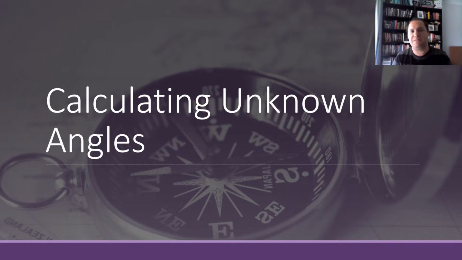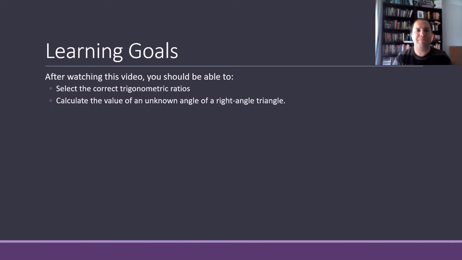Hi students, in this lesson we're going to look at how to calculate unknown angles using trigonometry. So after watching this video, you should be able to select the right trigonometric ratio to use when calculating an unknown angle, and also using a formula, rearranging, calculate the value of an unknown angle of a right angle triangle.